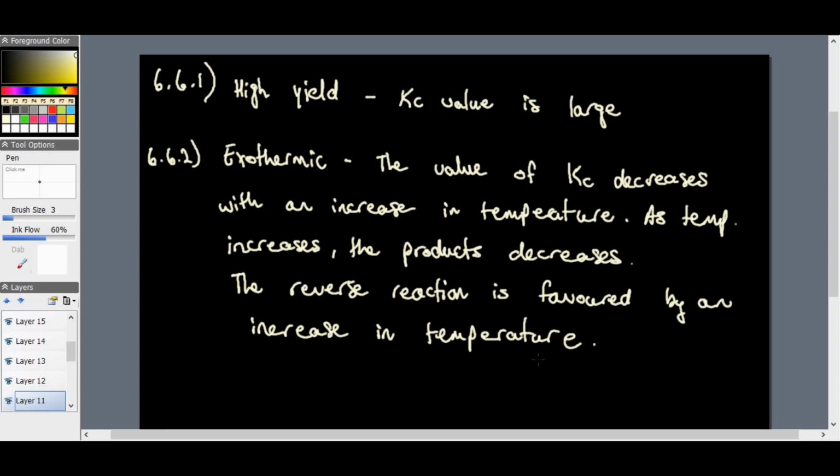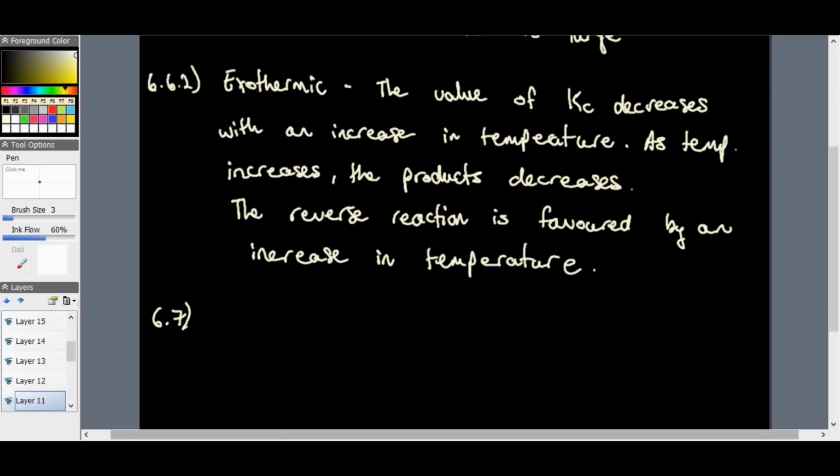Now we know that outside of Le Chatelier's principle, usually the forward reaction would be favored by an increase in temperature. With Le Chatelier's principle, it's different because we're not just looking at rates of reaction alone, we're looking at the equilibrium constant.